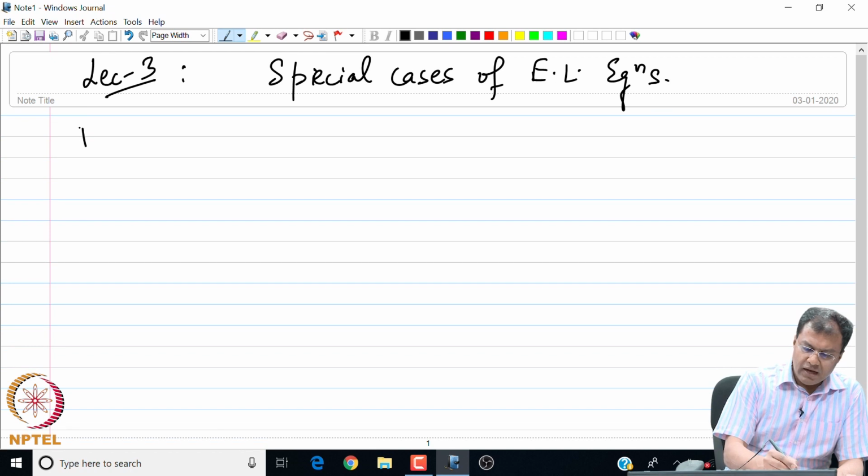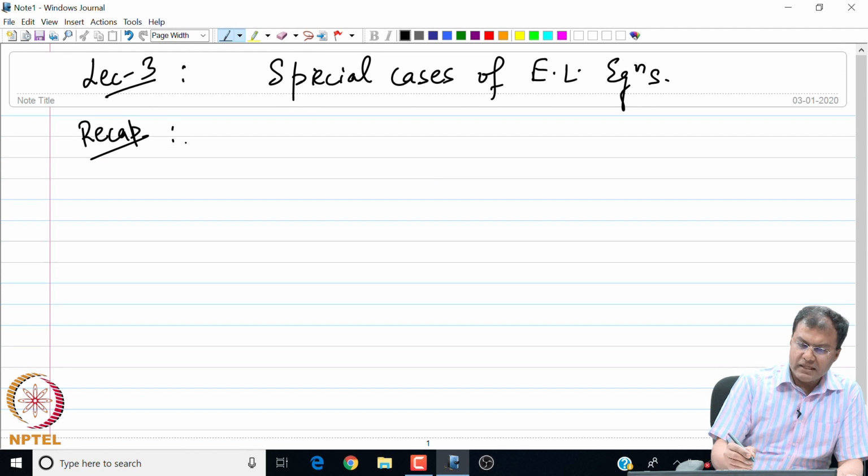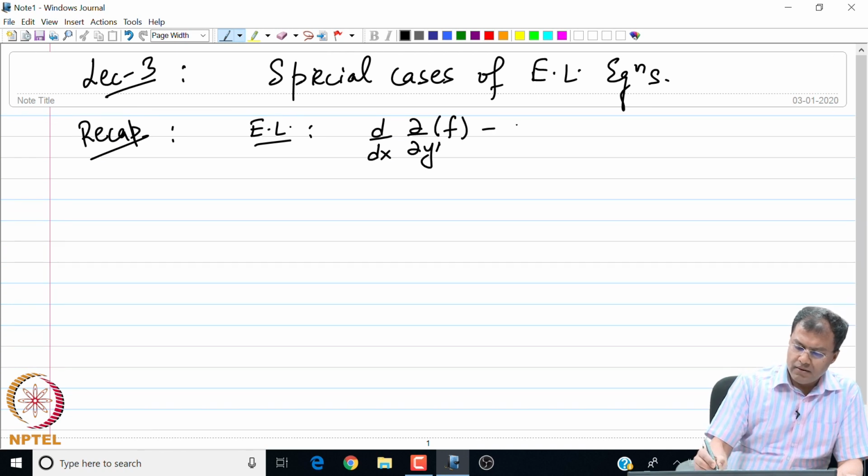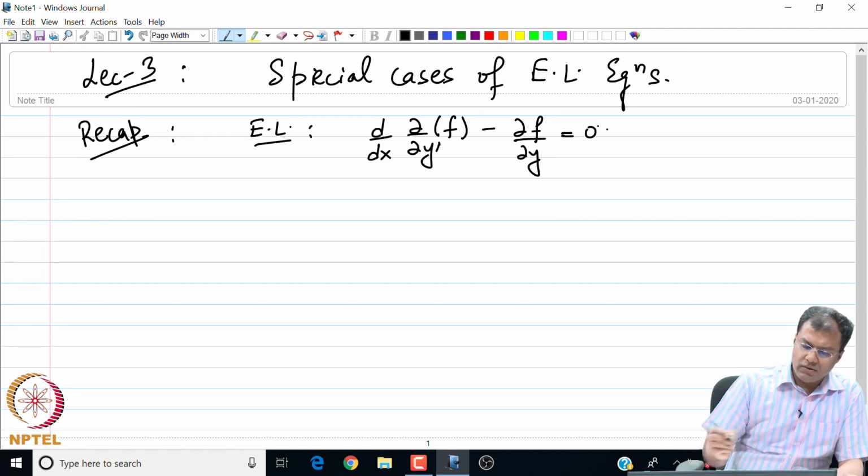So, just a brief recap, in the last lecture we have found the major result in this course, namely the Euler-Lagrange equations. So, let me just briefly mention what is the result. We have found that the extremal to the functional satisfies this second order ODE, which is my Euler-Lagrange equation. So, then in today's lecture I am going to look at some special cases.